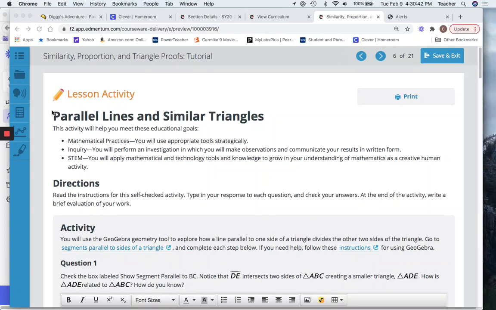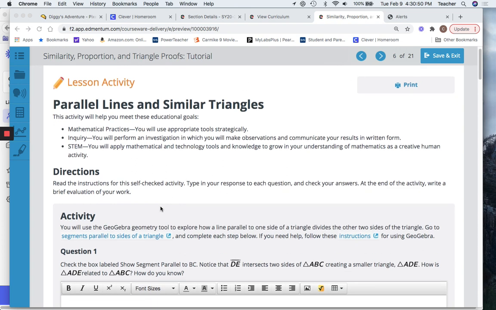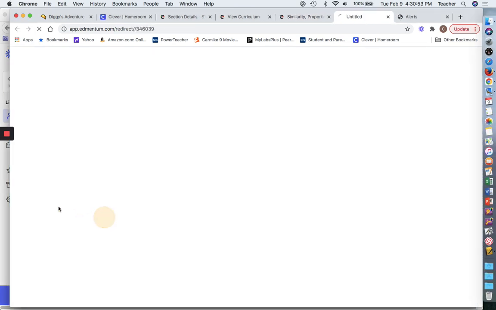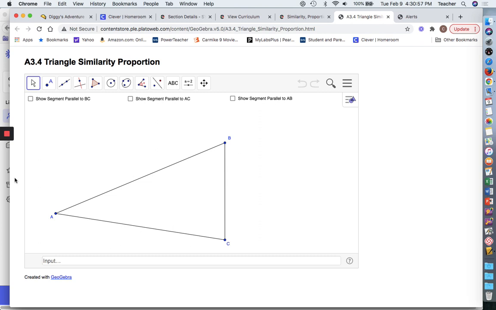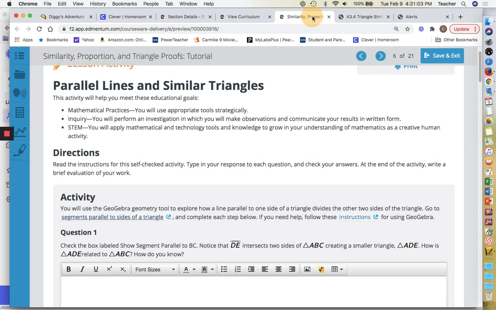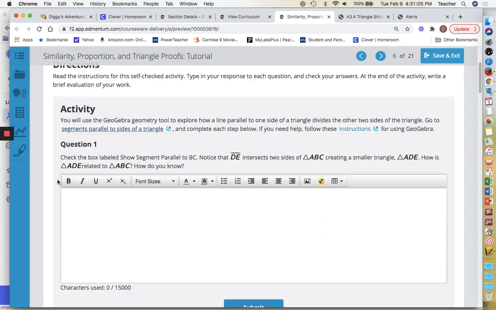All right, you guys, we're on the next lesson, which is parallel lines and similar triangles. I'm on slide number 6. Let me see what we're going to be doing here. Okay, I got a triangle. Got some things I can click up here, but I'm not going to click anything until they tell me what to do. All right, question number 1.